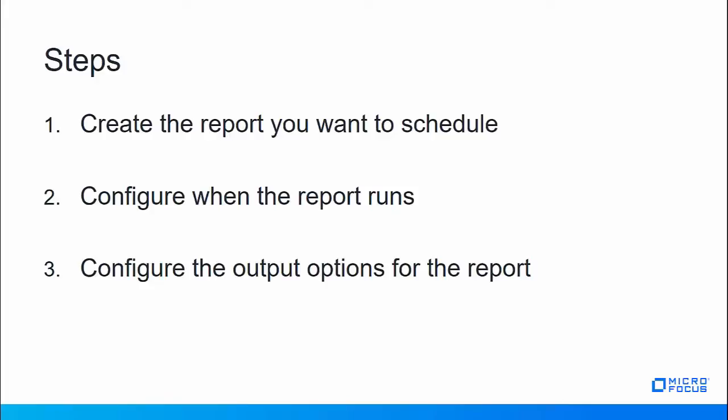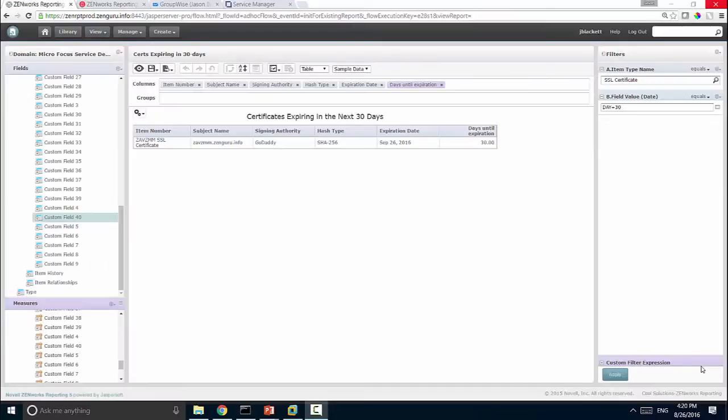Let's go ahead and take a look at how this works in the real world. What I have here is a report that I've created. This is a report coming out of my service desk environment. Basically what I've done is created a report that is certificate items that I've identified in my CMDB that are expiring in the next 30 days.